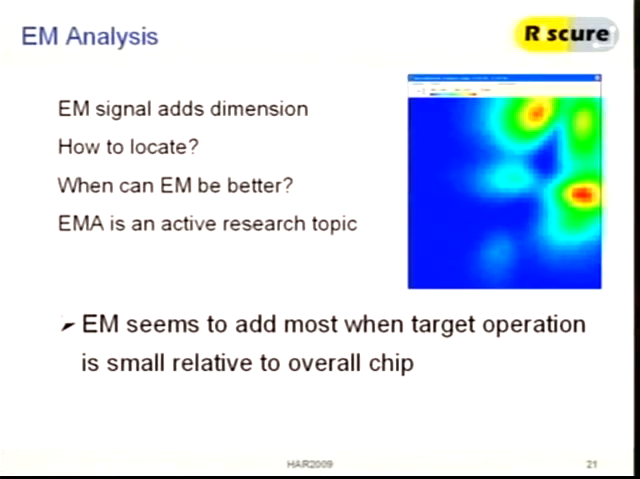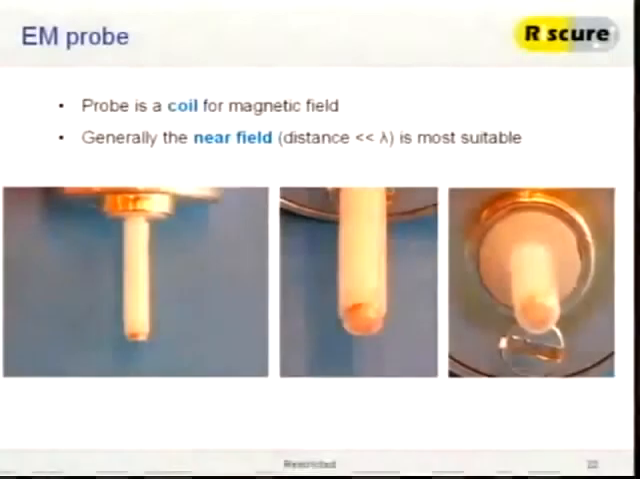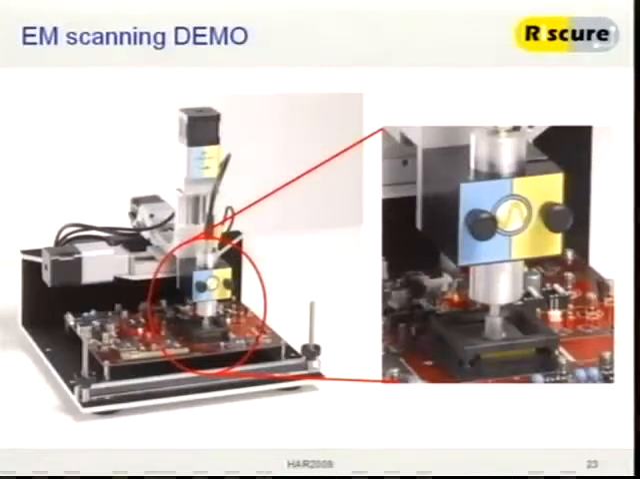I'll try to show you a little bit what comes out of that if you put it above a board here. What we see is that EM generally tends to add if it's a small area you're interested in on a relatively big chip, a big die. If it's a microcontroller, then most of the time the power contains all the information and is a better signal. And of course, it's non-invasive. So maybe time for a quick demo.